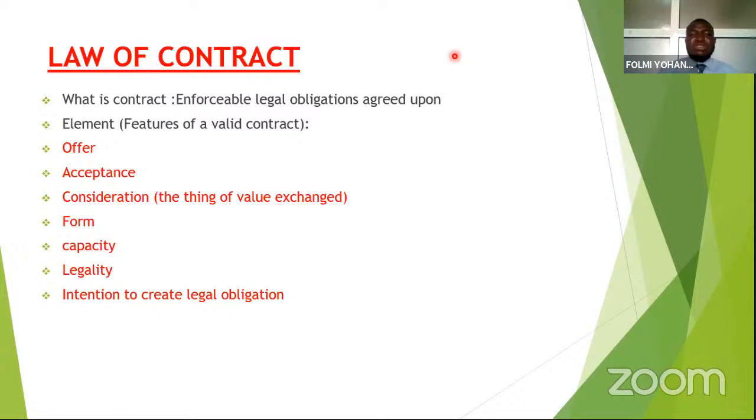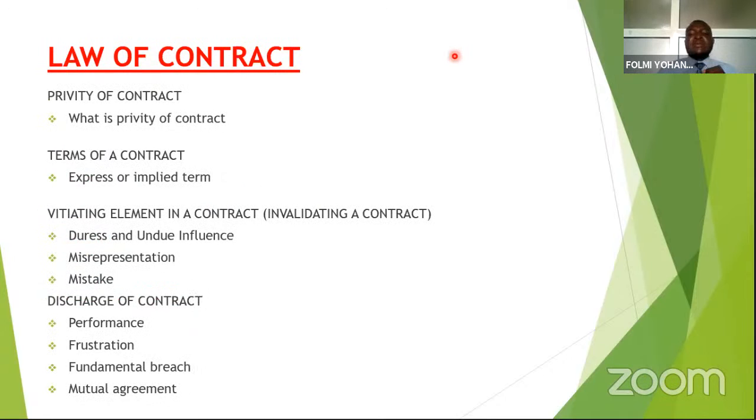Then intention to create legal obligation. There must be intention to create legal obligation. Parties must show that intention, that they want to be bound by the contract. So once you have this element, you have a contract. Then we'll look at privity of contract. When we're talking of privity of contract, we're simply saying that only parties to a contract can sue.